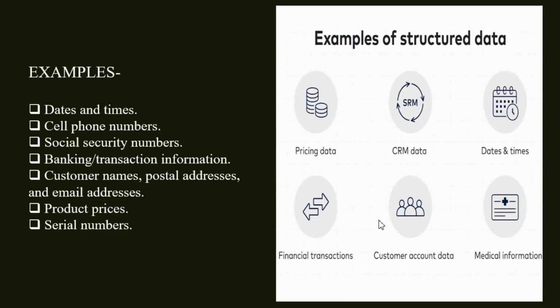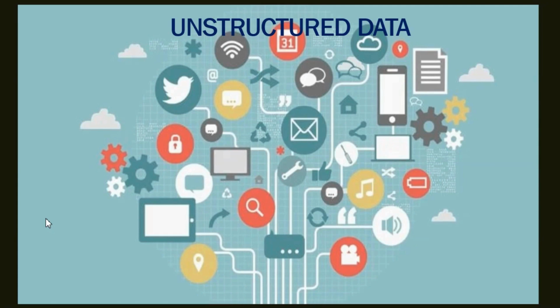Now some examples of what structured data looks like. As I stated before, we have dates and times, cell phone numbers, social security numbers, banking transaction information, customer names, product prices, serial numbers. These are all examples of structured data. Now moving forward to what unstructured data is.